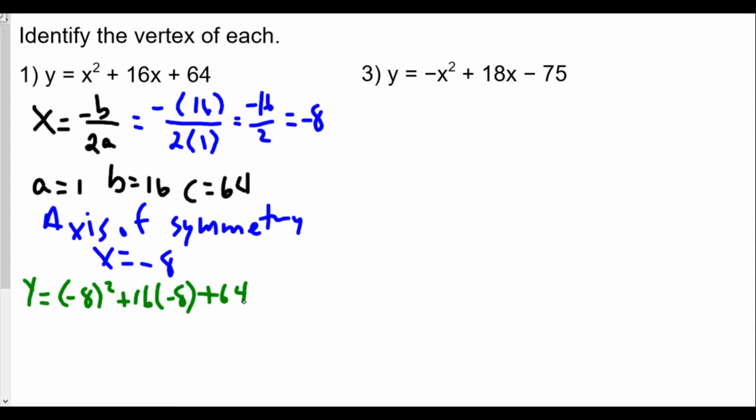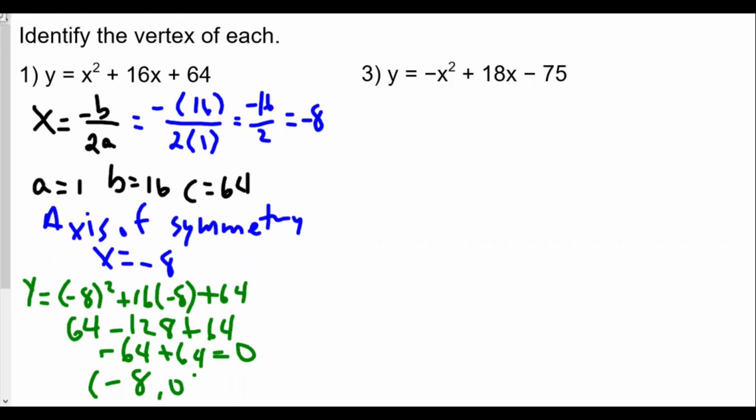All right, so negative 8 squared is 64. Now, negative 8 times 16, well, 8 times 16 is 80 plus 48 is 128, so minus 128. And if you add 64, well, the interesting part is 64 minus 128 is negative 64 plus 64. We'll get 0. So the matching y value will be 0. So our vertex will be, in this case, negative 8, comma 0. Vertex also known as the turning point.